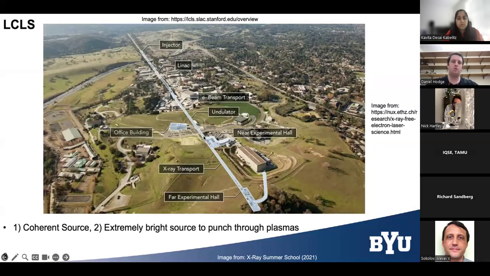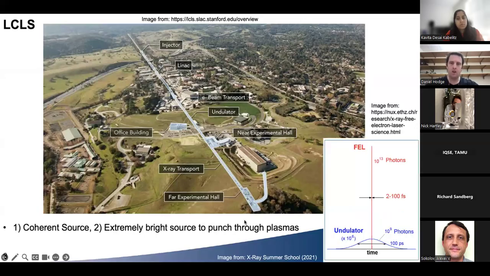And the reason why we use this huge structure is because it's a very coherent and extremely bright source to punch through very dense plasmas. And to emphasize that fact further, here's a comparison between an X-ray free electron laser and a synchrotron, right? At an X-ray free electron laser, we have 10^13 photons, versus orders of magnitude lower at synchrotrons, where you don't get as many photons. So we need all the photons we can get so we can actually see the material and plasma that's generated from the compression of our sample.